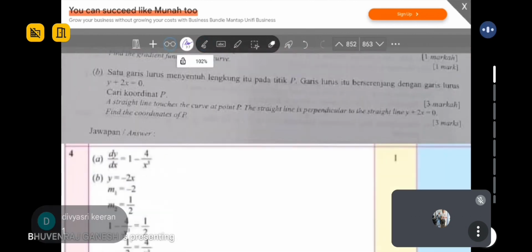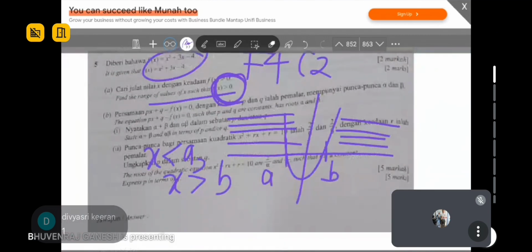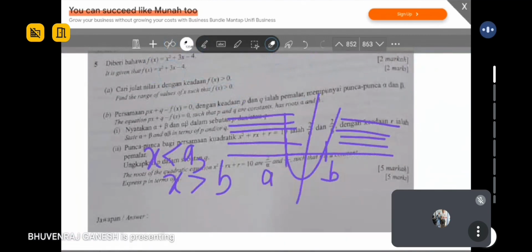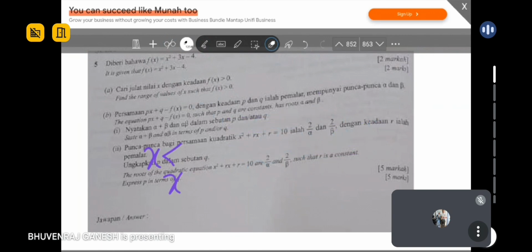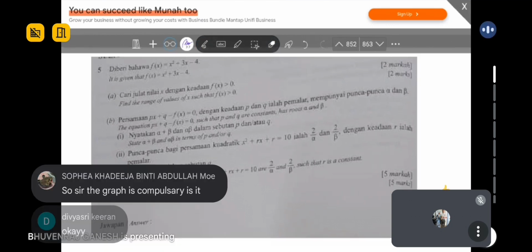5A, 1 or 2? Boleh faham? Okay. So far, the pace is okay, right guys? Kelajuan saya okay kan? Tak terlalu pantas, tak terlalu slow kan? Boleh jawab tak? Is it okay so far?